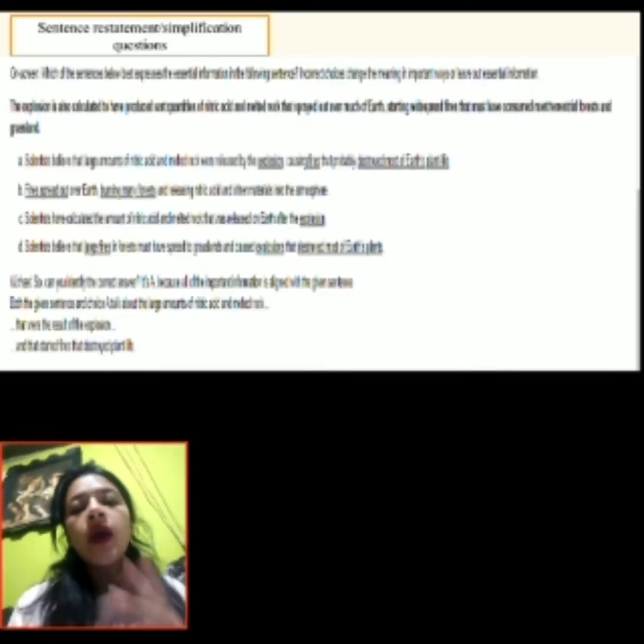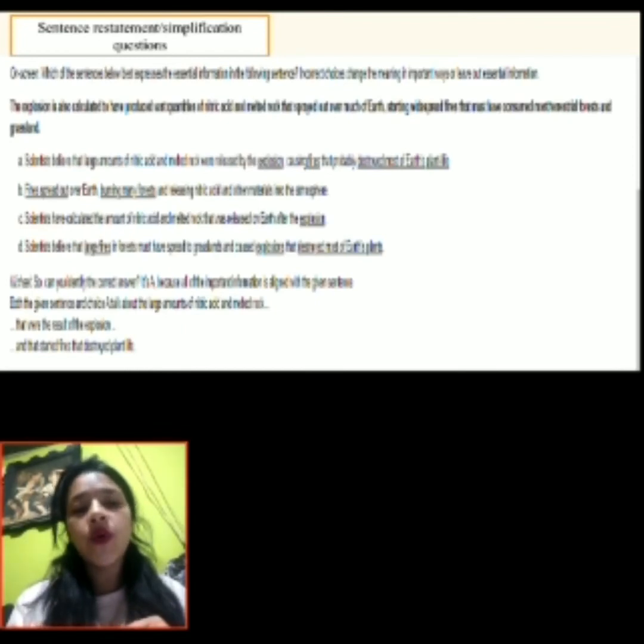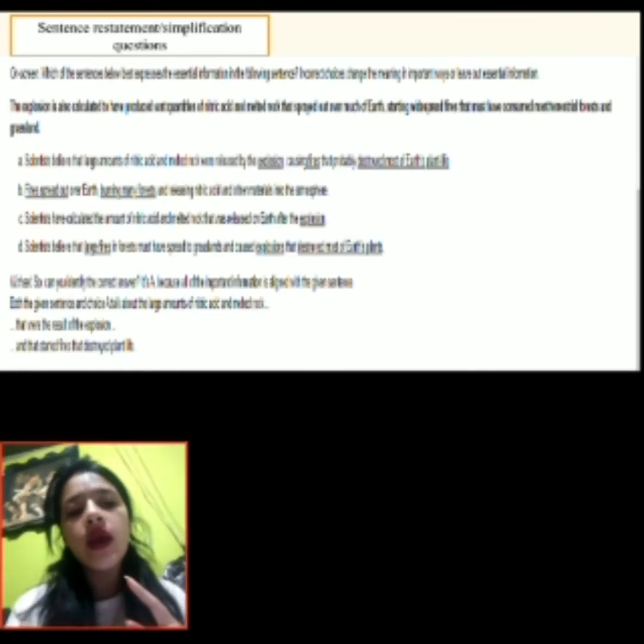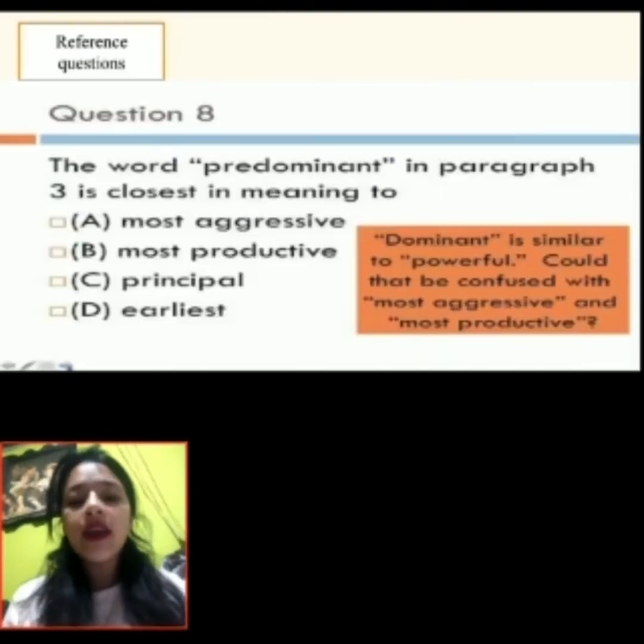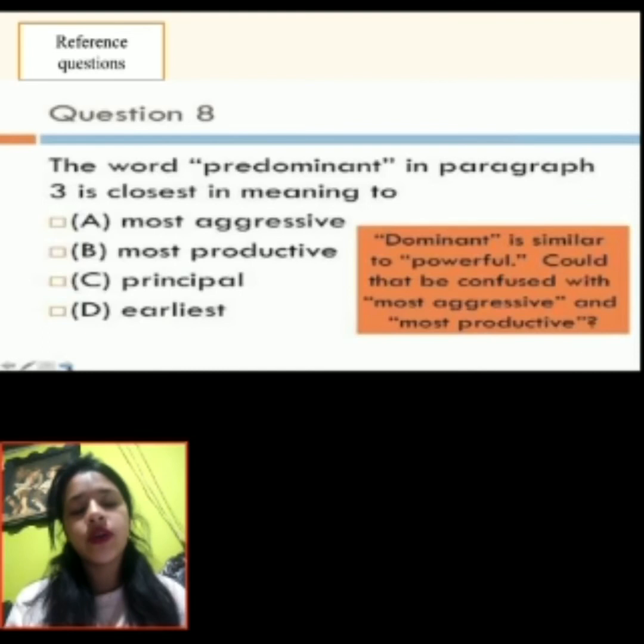Then we have the sentence restatement simplification question. This asks which choice best restates or summarizes the information in a sentence from the passage. You can see the example. But in the answer, incorrect answer choices omit important information or change the meaning of the original sentence in an important way. And finally, we have the reference question. This asks what word, a pronoun, or other reference word refers to. You can see the example.